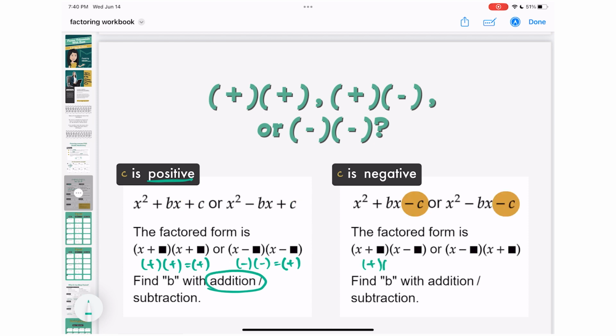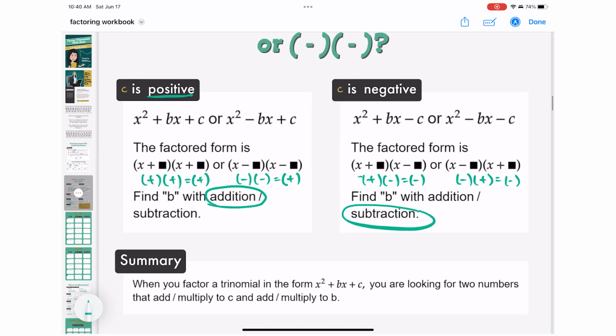The only way to multiply to a negative c value is if one bracket is positive but the other one is negative. Since the signs in both binomials are opposite, it means that we're going to find b by subtraction. To summarize, whenever you factor a trinomial in the form x squared plus bx plus c, you're looking for two numbers that multiply to c and add to b.